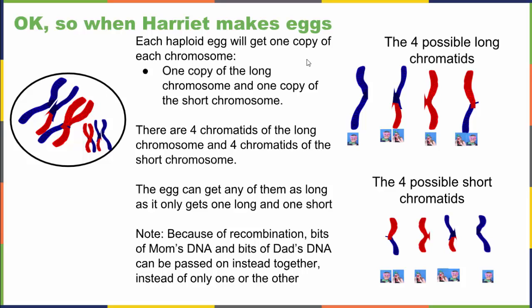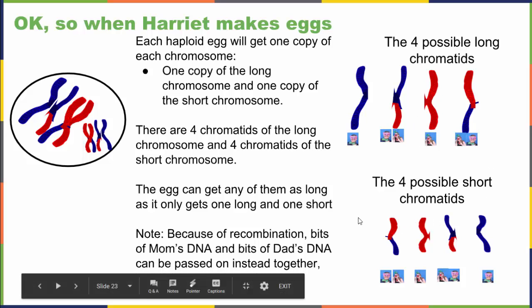So when Harriet makes her egg cells, each haploid egg cell is going to get 1 copy of each. So they all have to have 1 copy of the long chromosome and 1 copy of the short chromosome. Okay? But they can get either of them as long as they get 1 long and 1 short. So in the previous slide, we saw that of her long chromosome, there were 4 different chromatids. 1 was all dad, 1 was mostly dad with a little mom, 1 was all mom, and 1 was a little bit of mom and a little bit of dad. For the long and for the short, okay?